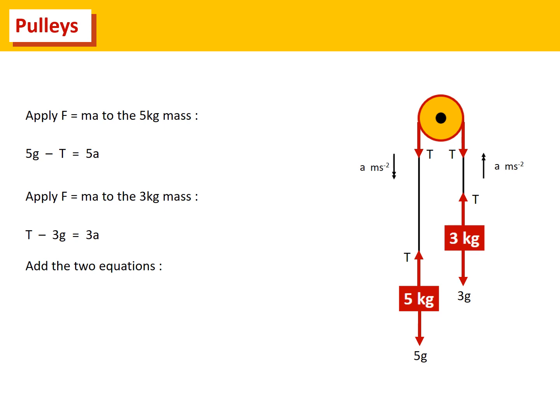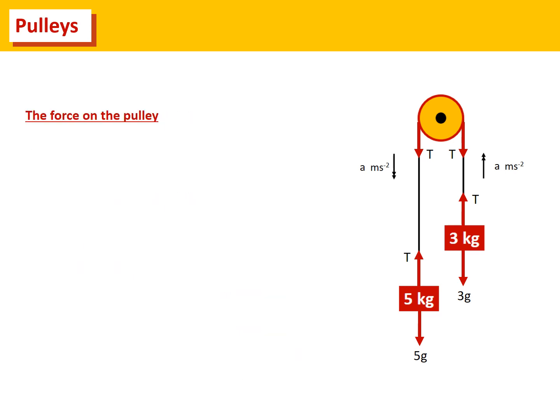If we add the two equations together, the T's will cancel out. We'll end up with 2g equals 8a, and so we can work out a from that, 2.45 meters per second squared. When we substitute that back into either of the two equations, we can find T, and that's 36.75 newtons. In order to calculate the force on the pulley, it's quite a common question. It's not a difficult calculation, clearly not in this case, because it's just the two tensions we can see acting on the pulley. So it's just 2 times T, and that's 73.5 newtons.